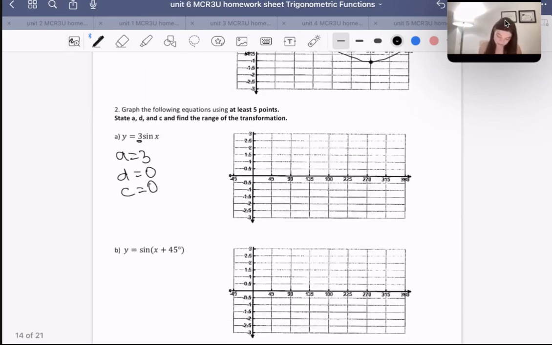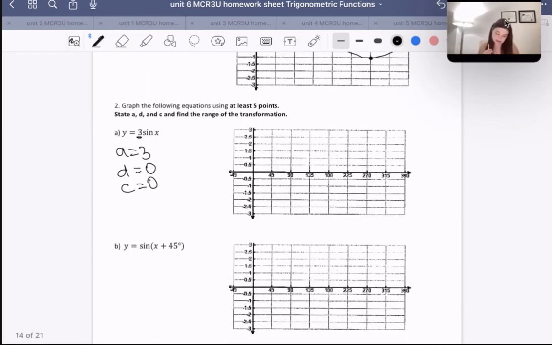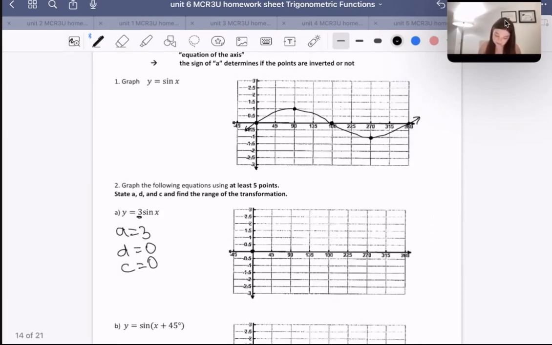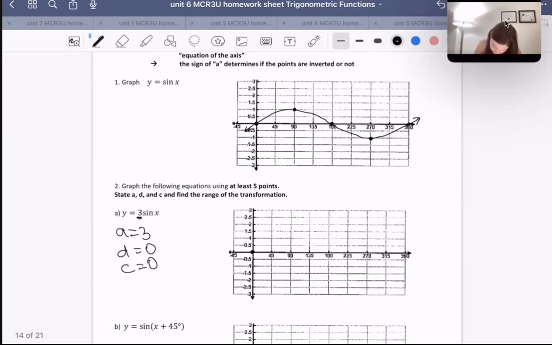Okay, so now that we have that, it says to graph using at least 5 points. Here I'm going to graph this, and this A changes my amplitude. So instead of amplitude 1, I'm going to do amplitude 3. It's going to be exactly the same as this other graph I drew. The only difference is I'm going to make my amplitude 3. As you can see, this graph has been stretched. I made my amplitude 3 in this situation.